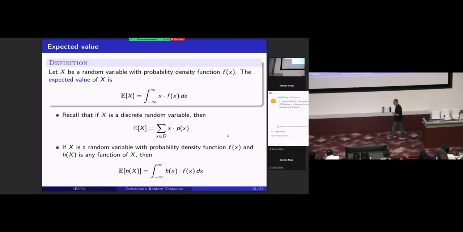Another very useful result is how to evaluate the expected value of a function of a continuous random variable. I would say the idea is just the same. What is the expected value of h(X)? We just take an integral, using the same idea. At each value, we first evaluate the function of this random variable, and it is weighted by the probability that the random variable takes a value within a small neighborhood around lowercase x. So this follows the same principle as the discrete case.